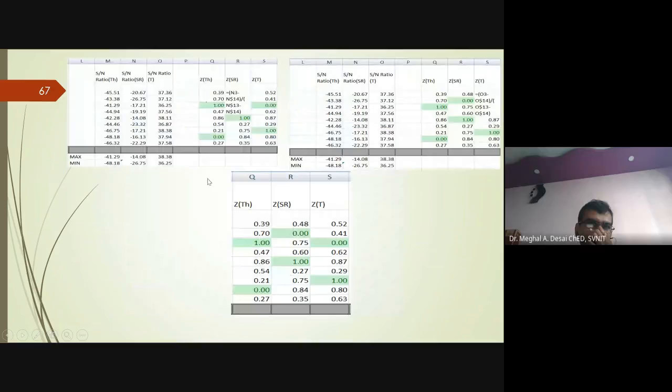So all the normalized values are here. 1 0 0 1. So at least one time you should have 0 and 1 in your value. Please remember that. Now, the idea I just gave you, that you should use this maximum value.